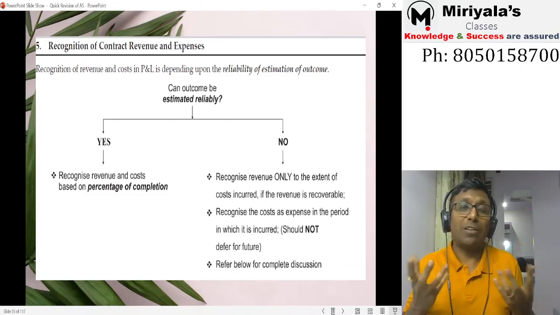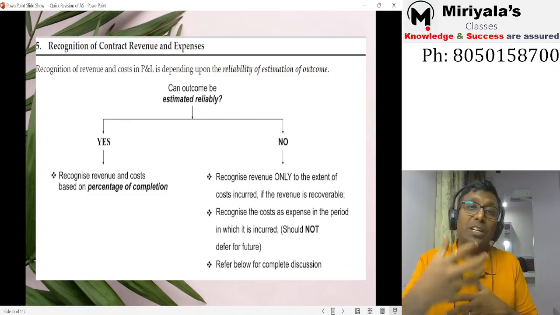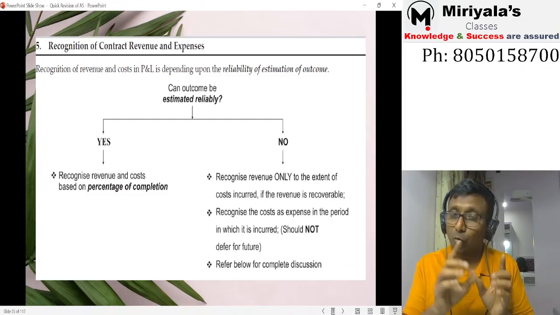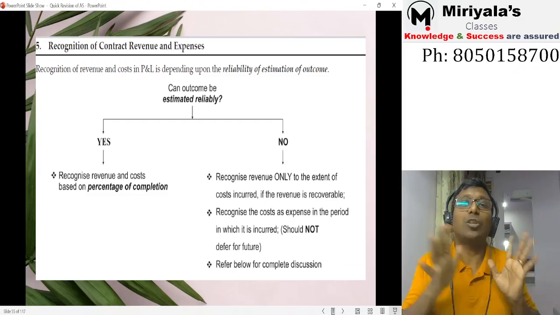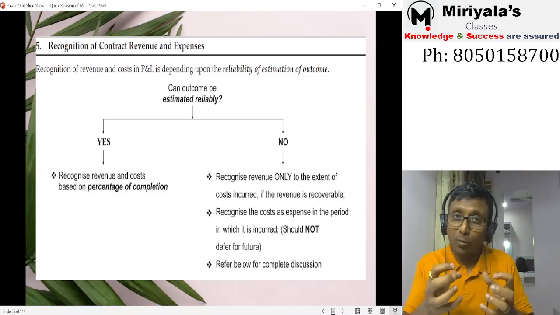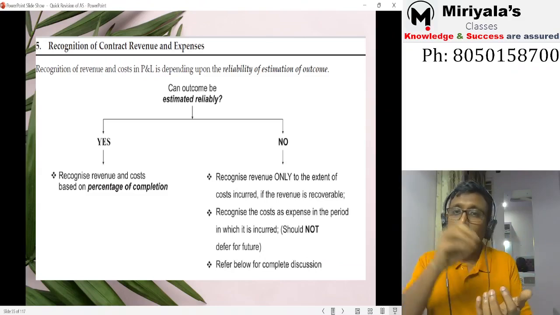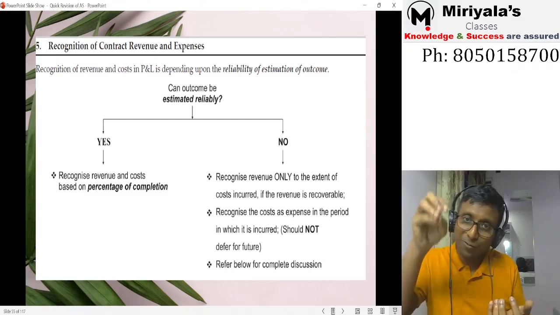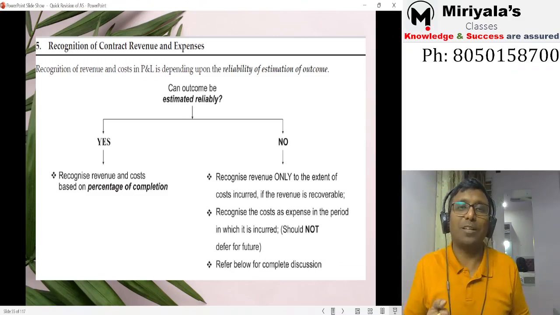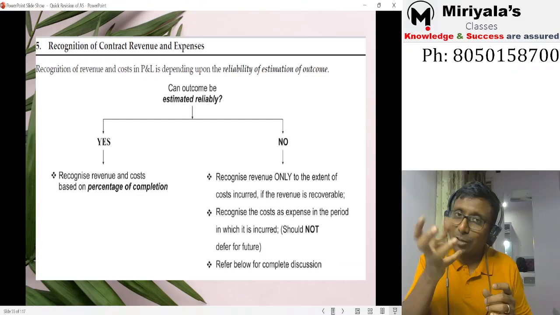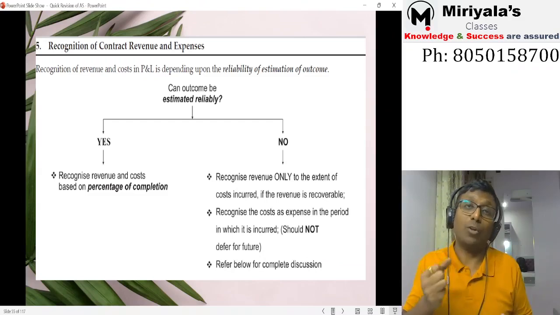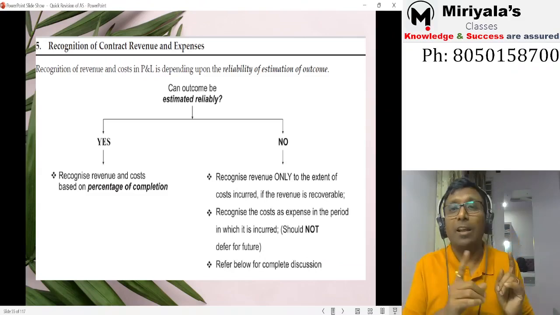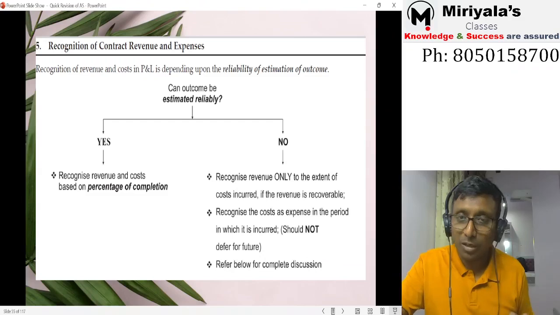Now, if you say no, sir, I will not be able to tell, it depends upon so many contingencies, then recognize the revenue only to the extent of expenditure you have booked. That too, when you are able to collect it. You spent 100 rupees, then sales also 100 rupees only when you are able to collect that 100 rupees from the customer. Otherwise, if I spent 100 but have a right to collect only 90 rupees, then you should record only 90, but not 100 rupees. I hope you understood.